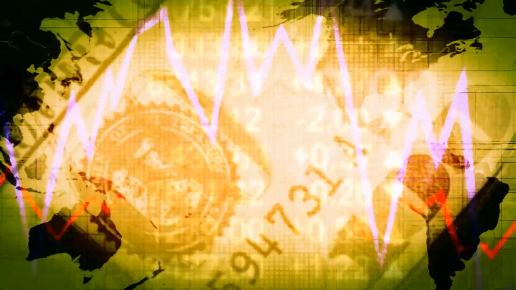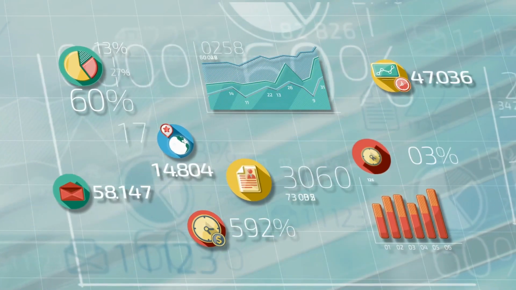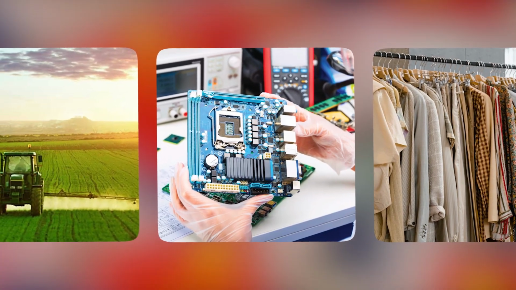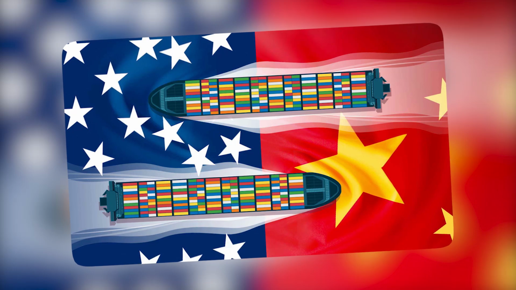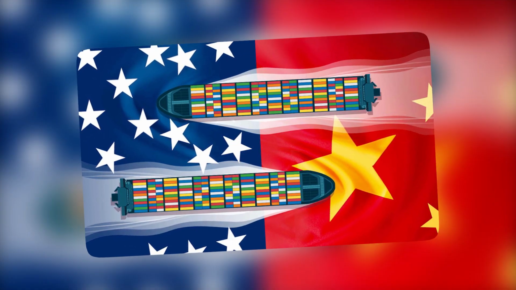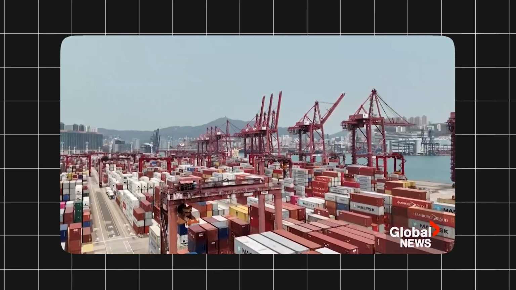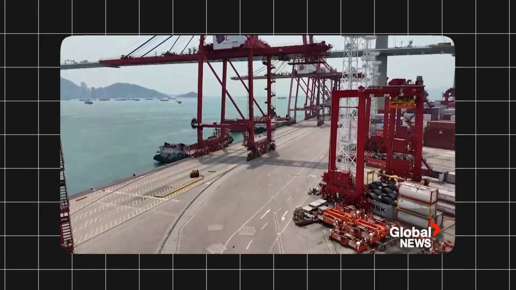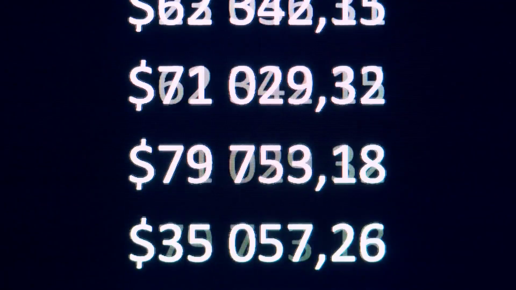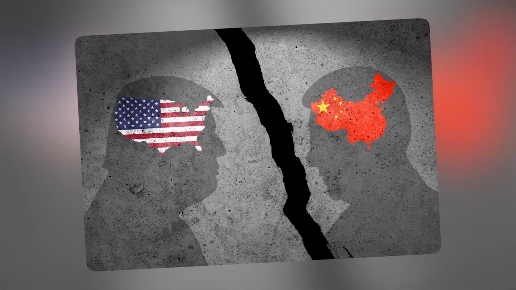This wasn't just a policy shift. It was the start of an economic battle that would impact nearly every industry, from electronics and clothing to automobiles and agriculture. And it marked the beginning of what many now call the largest trade war of the 21st century. China fired back with tariffs on American products, escalating tensions into a full-blown trade war. These tariffs caused prices to jump for everyday goods, from electronics to clothing, putting pressure on consumers in both countries.